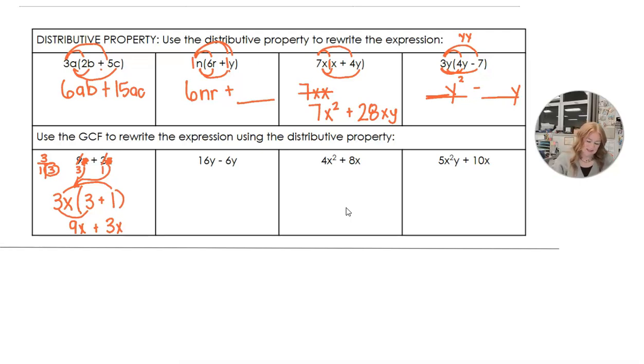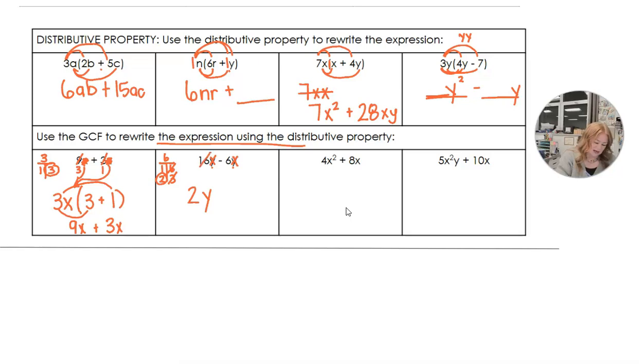So when we pull that variable out, we can no longer use it. So our next one, we have 16y's minus 6y's. Now we could write 16y's minus 6 as 10y's, but that's not what it asked us to do. It asked us to use the distributive property. So we're going to list factors of 6, 1 and 6, 2 and 3. 16 can't divide by 6 or 3, but it can divide by 2. And they both have a y that we're going to pull out. So because we pulled down that y, these ones are gone. We can't use those anymore.